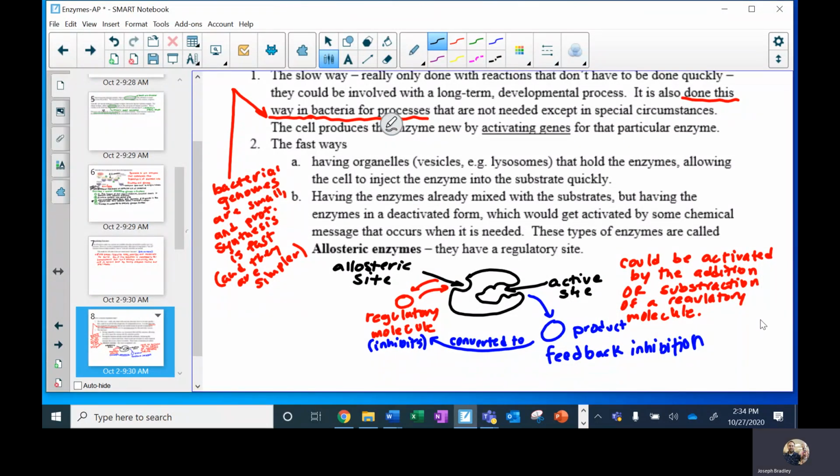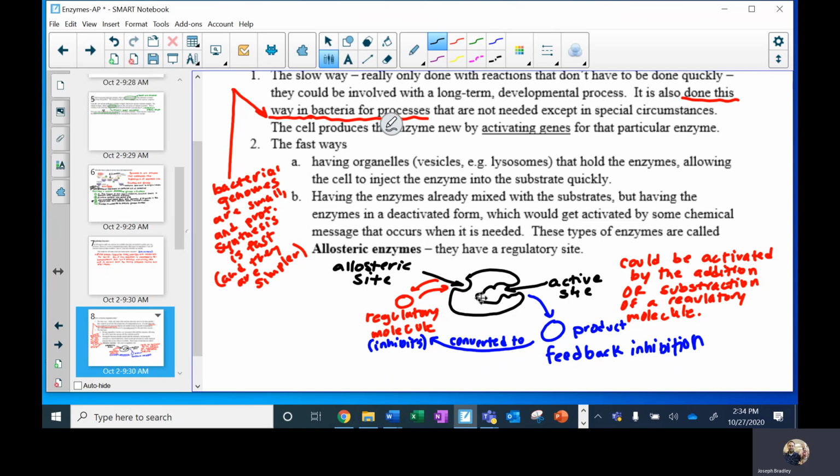Okay, so this last picture is talking about an allosteric enzyme. Allosteric enzymes work as a result of some sort of regulatory molecule. One of the ways in which it works is through what's called feedback inhibition. So if the product is formed here, once enough product is formed, some of the product actually gets converted into the regulatory molecule, which then closes it down.